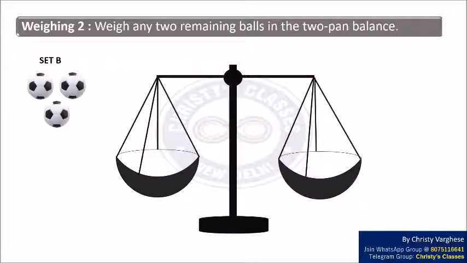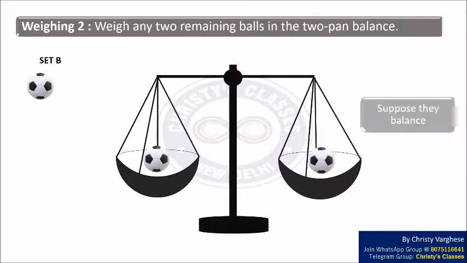So, to find the heavier ball, we have to weigh the 3 balls in set B. That is, we are going to weigh any 2 remaining balls in the two-pan balance. Let us weigh these 2 balls and suppose that they balance. Then we can say that the heavier ball is not in the balance. That is, the heavier ball is the ball which we do not weigh. That is, the heavier ball is this ball.